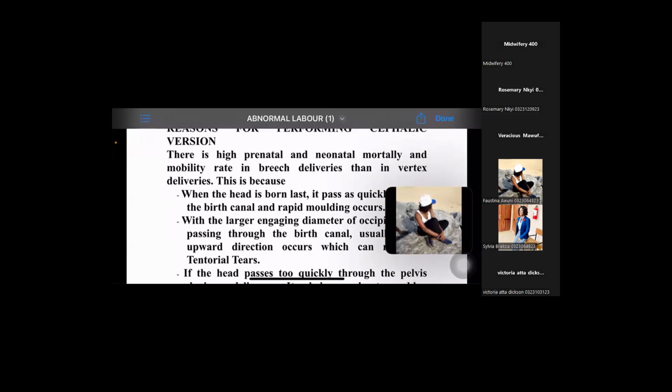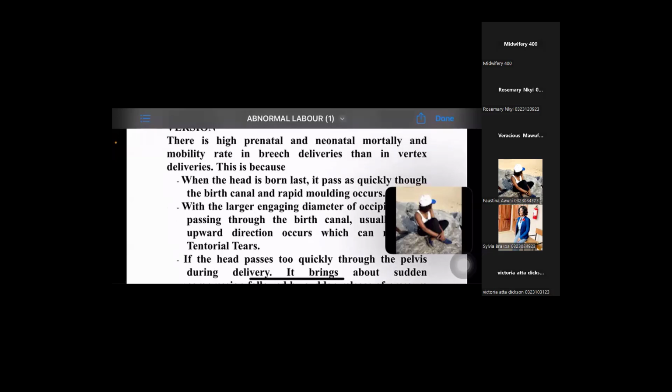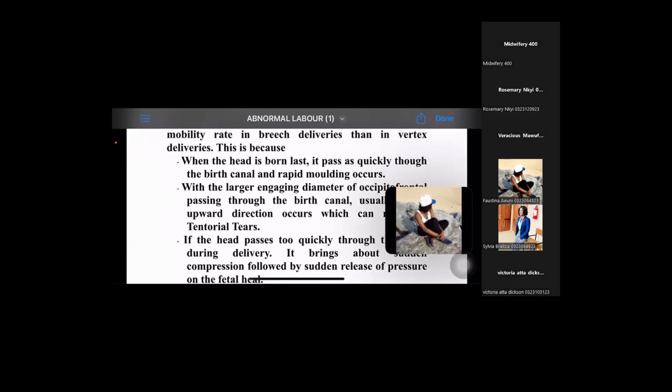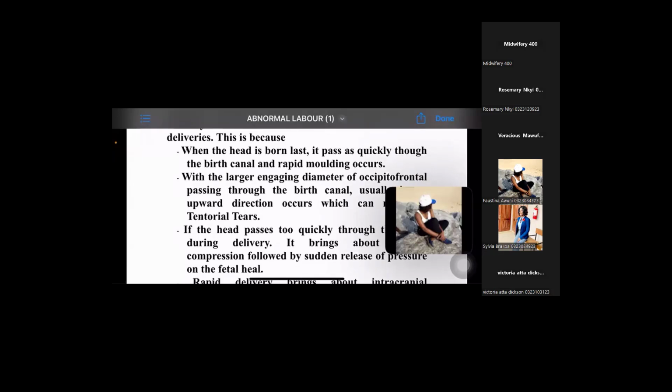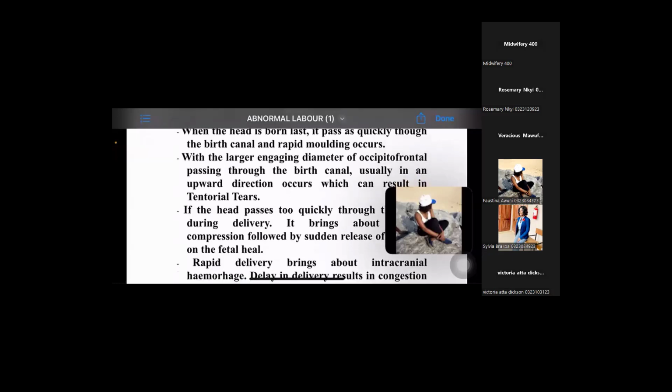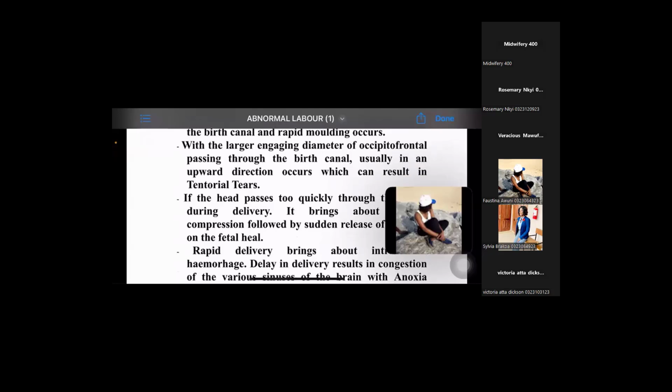I'm reading. There is high perinatal and neonatal mortality and morbidity rates in breech deliveries than in vertex deliveries. This is because when the head is born last, it passes quickly through the birth canal and rapid molding occurs. And we all know what rapid molding can cause. The larger engaging diameter of occipitofrontal passing through the birth canal, usually in an upward direction, can result in tentorial tears.